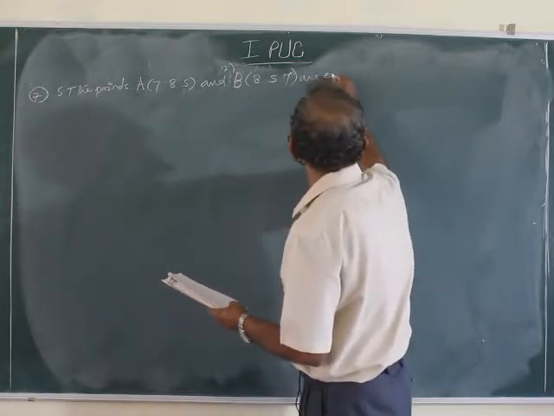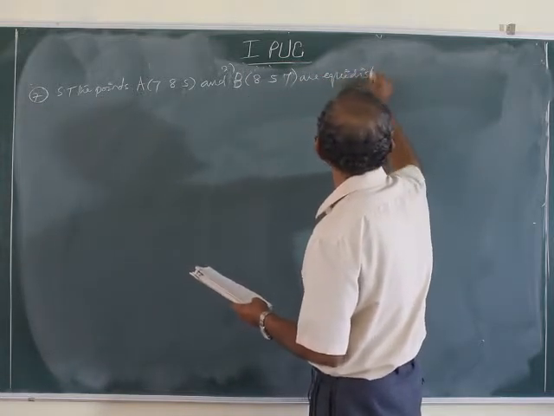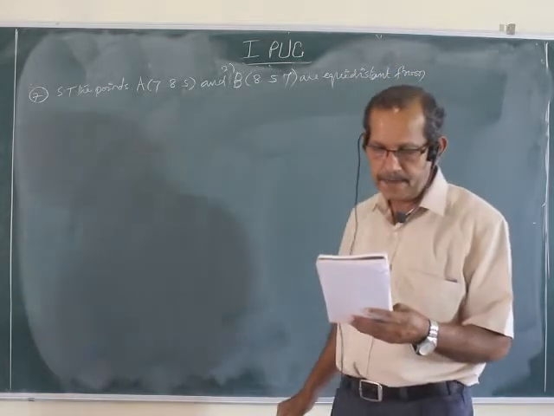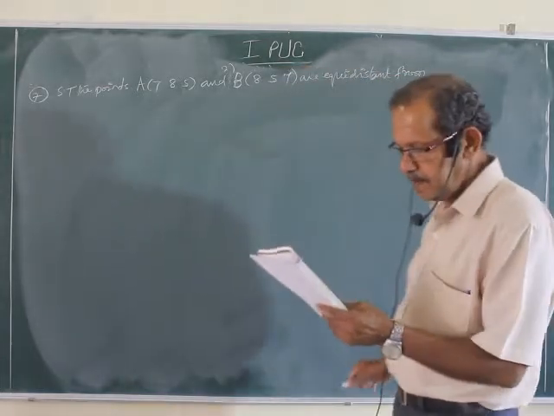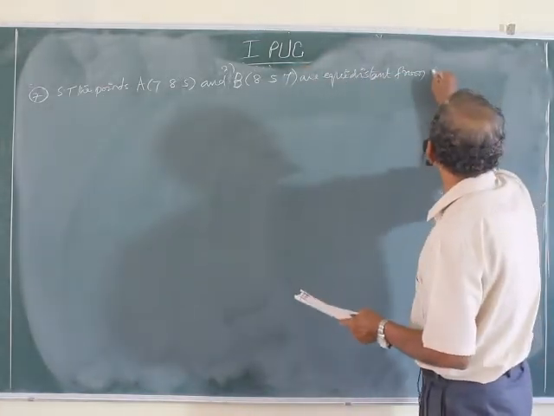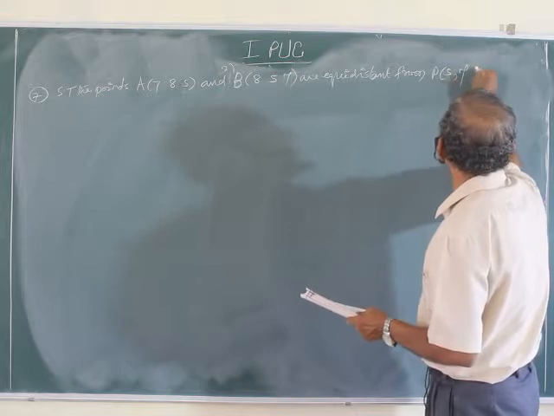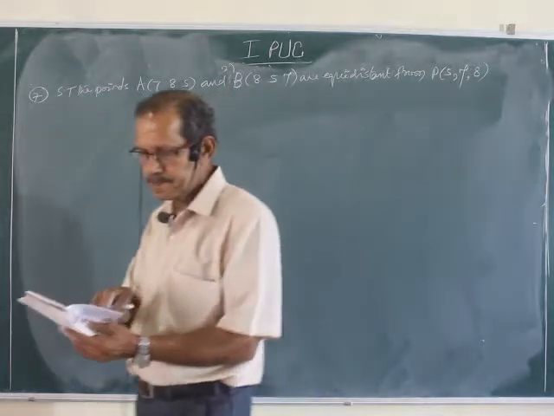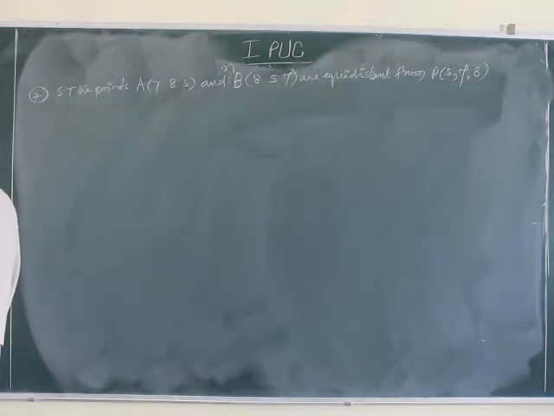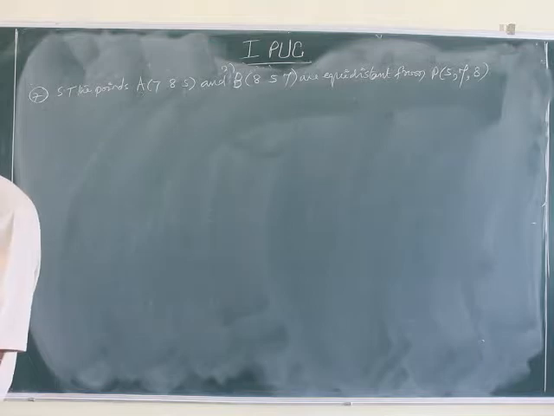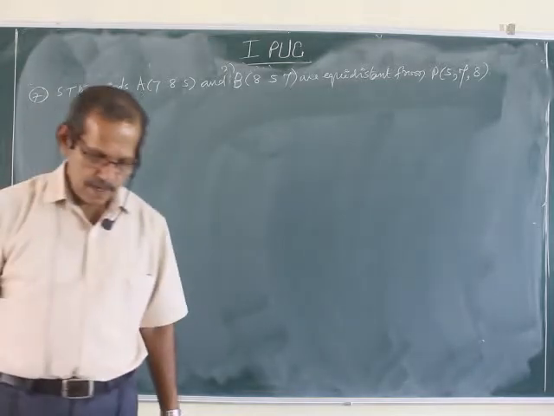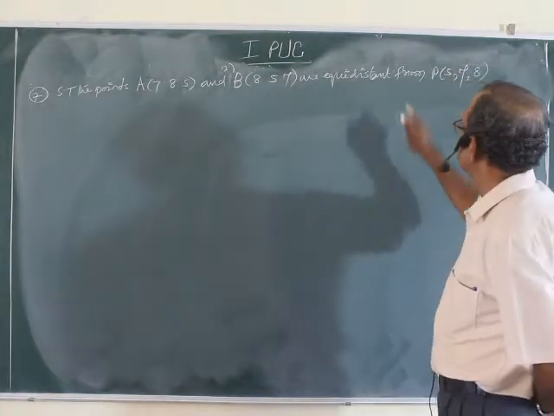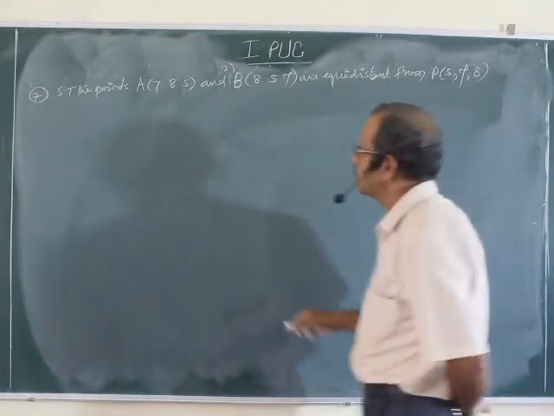are equidistant from P (5, 7, 8). Problem number last. A and B are equidistant from (5, 7, 8). You have to do that one.